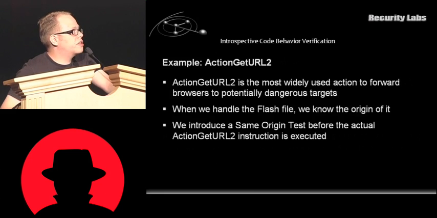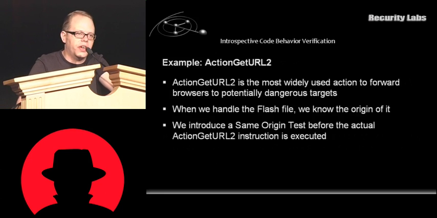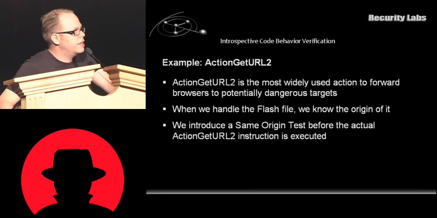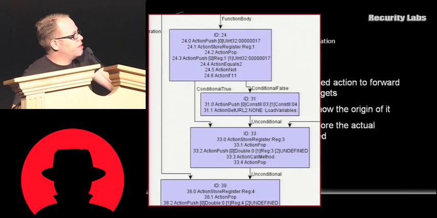How does that look? Here's an example: Action get URL2. That's again the second attempt to get the operation get URL right. It is the most widely used function or bytecode to actually forward the browser to another URL. When we handle the Flash file, we know where it came from, so we can introduce a stricter same origin policy test than the Flash player will actually do.